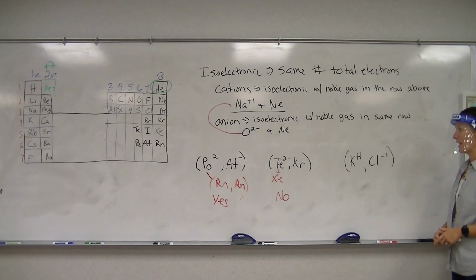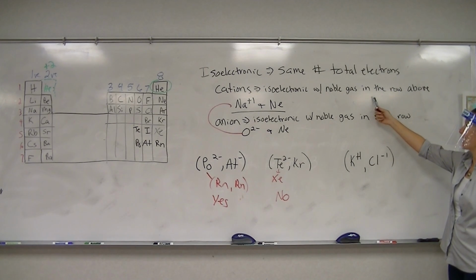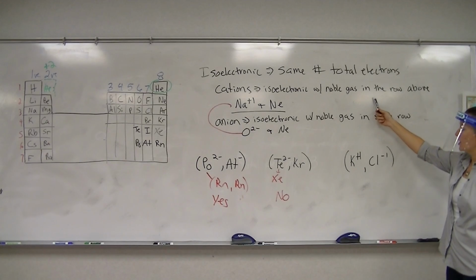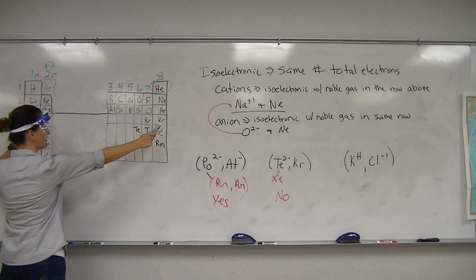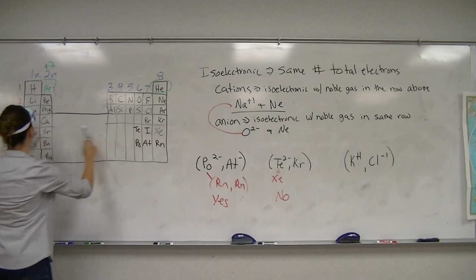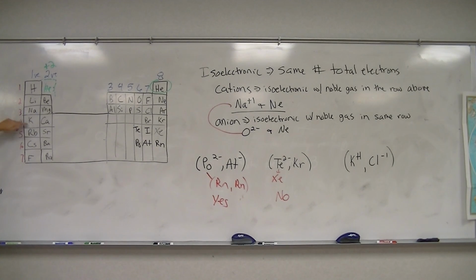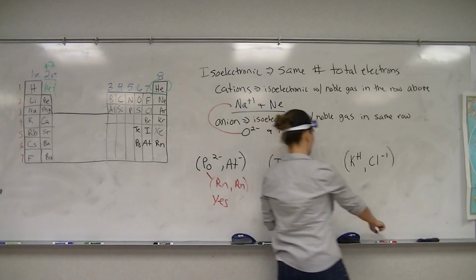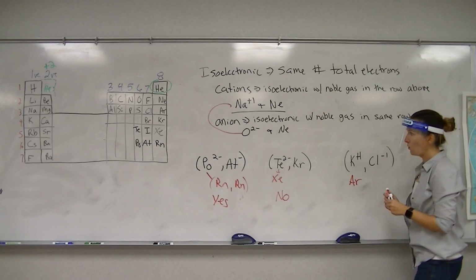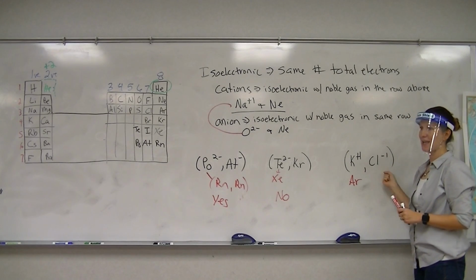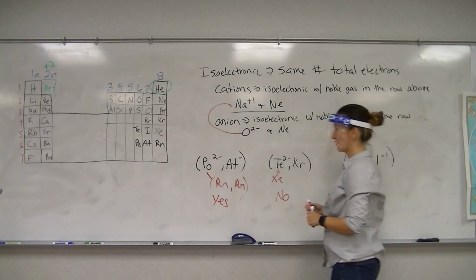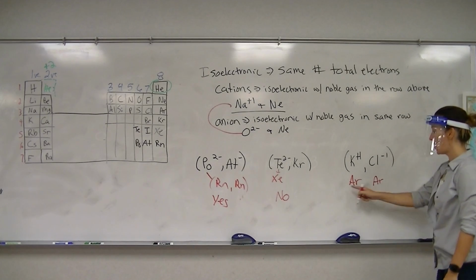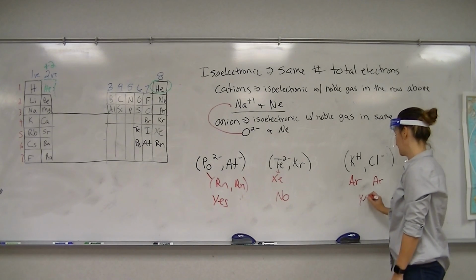Let's try the last one. Now we have our first cation. So we're looking at the noble gas in the row above. So potassium is in row 4. So we're not going to say that it's isoelectronic with krypton. Not the same row. We're looking at the noble gas in the row above. So what noble gas is in row 3? Argon. Okay, so this guy's argon. That's his noble gas. Chlorine, anion, we're looking at the noble gas in the same row. So chlorine's in row 3. So what noble gas is it isoelectronic with? Argon as well. So are they isoelectronic? Yes.